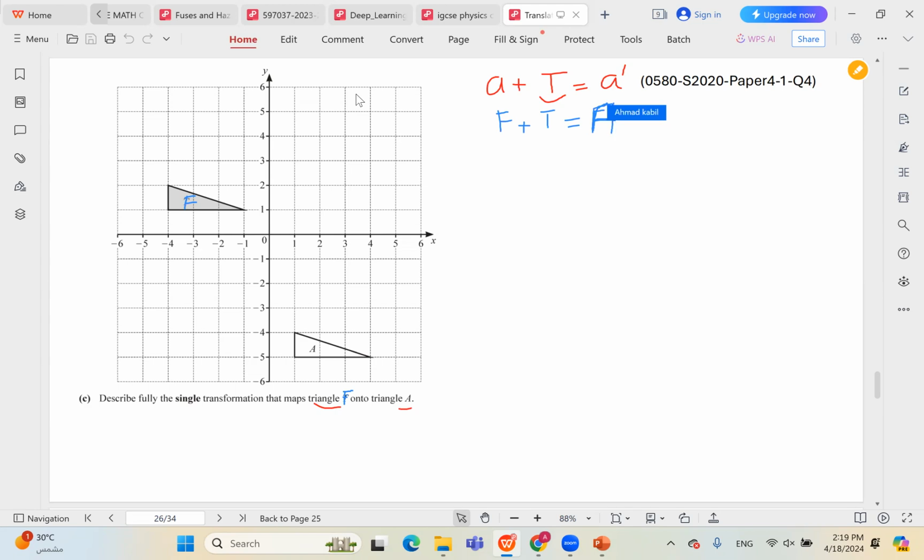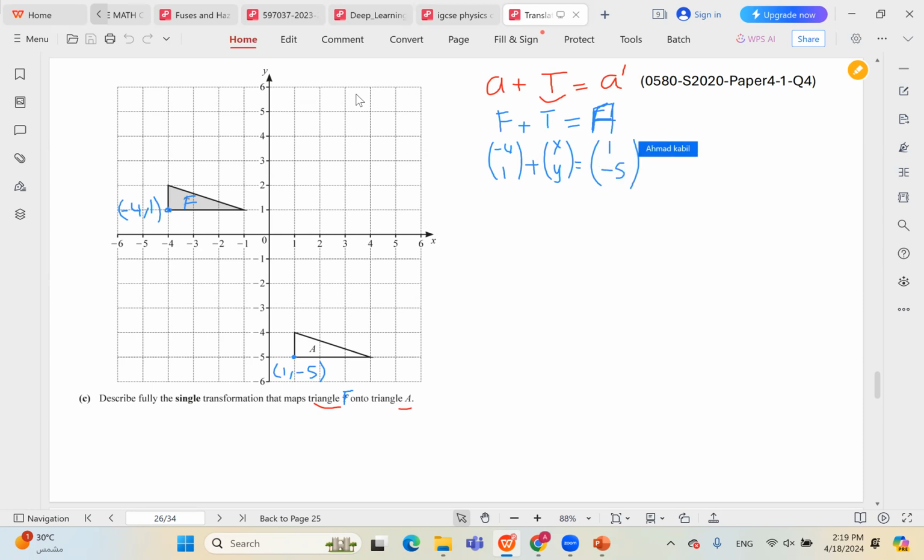So let's just take 1 point and its image. So let's, for example, take this point here. This point is -4, 1. And the corresponding point in A would be 1, -5. So you can just write these as vectors. So you have here -4, 1 plus our unknown, let's just call it xy, and this is equal to 1 and -5.